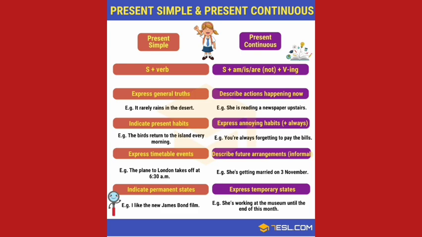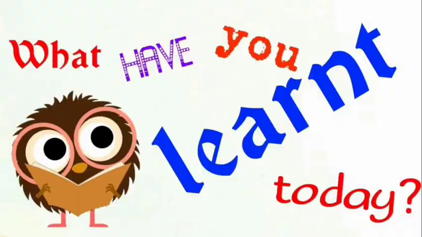Okay, in order to indicate present habits, you need to use simple present tense. For example, the birds return to the island every morning. Present habit of the birds. In order to express annoying habits with always, you need to use present continuous tense. For example, you are always forgetting to pay the bills.